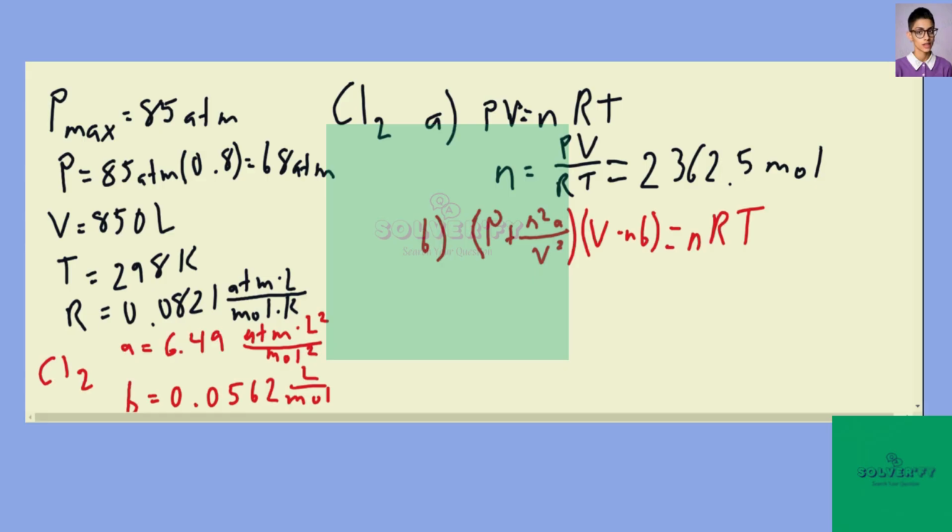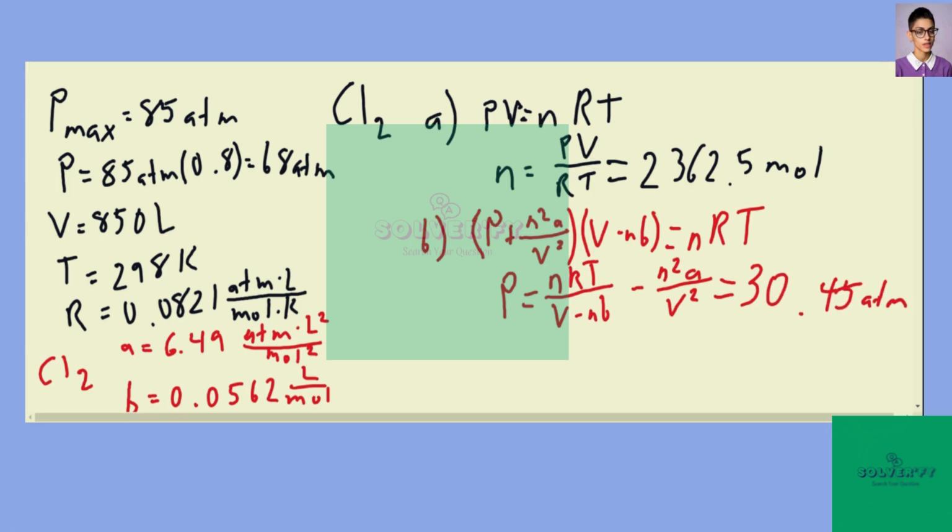If we rearrange this equation, we want to solve for the pressure. So we get P equals nRT over V minus nb, minus n²a over V². Now plugging all this in, we know the moles and all these other values, and we're just solving for the pressure. We should find that P is actually 30.45 atmospheres. Apologize for my handwriting.